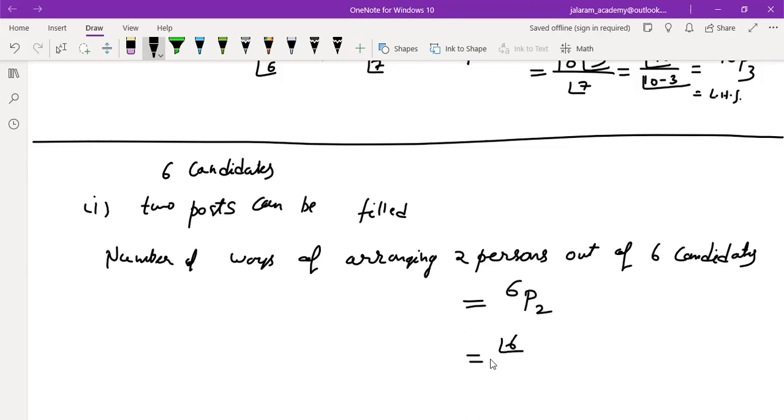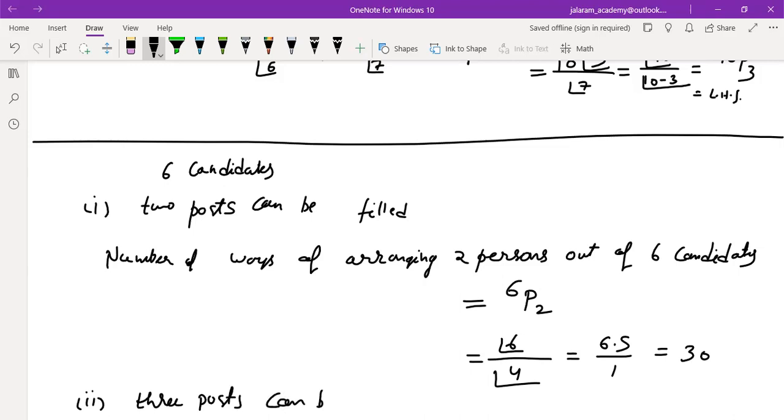So we will directly use this formula, factorial 6 upon factorial 6 minus 2. That is 6 into 5. Factorial 4 will be cancelled out. So it is 30. Is that clear to you, everyone? So there will be 30 methods. And the question is now changed. If we want to fill 3 posts, how many methods are there by which 6 candidates can be called to fill 3 posts? Now can you tell the answer?